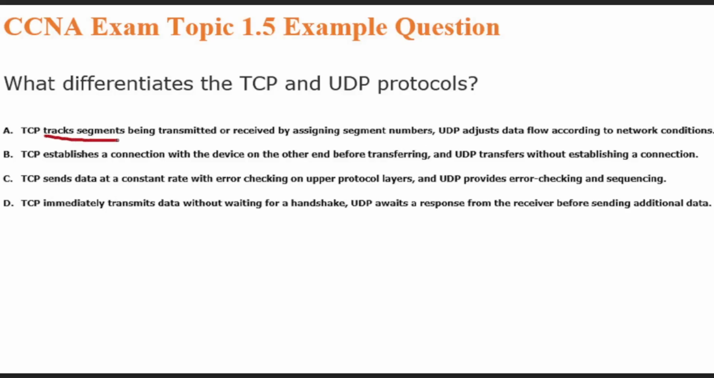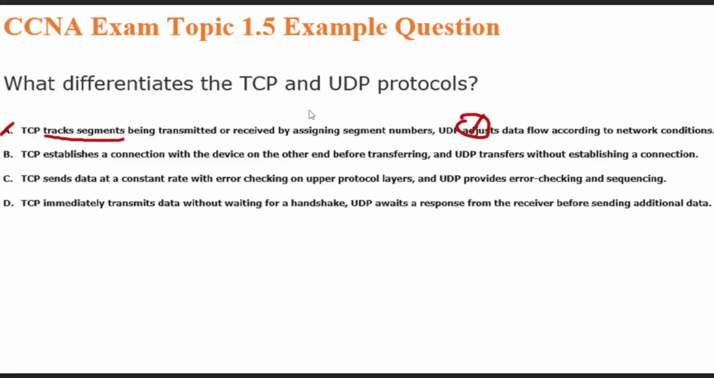The first part is true. Technically, it uses sequence numbers, not segment numbers, but saying that TCP tracks segments is accurate. But UDP does not adjust data flow. It's connectionless with no built-in flow control, so A is incorrect.